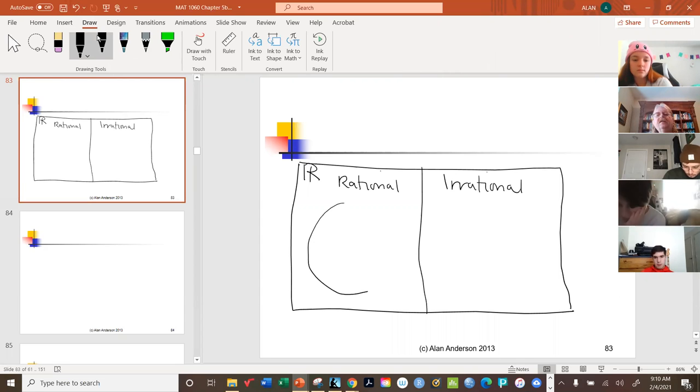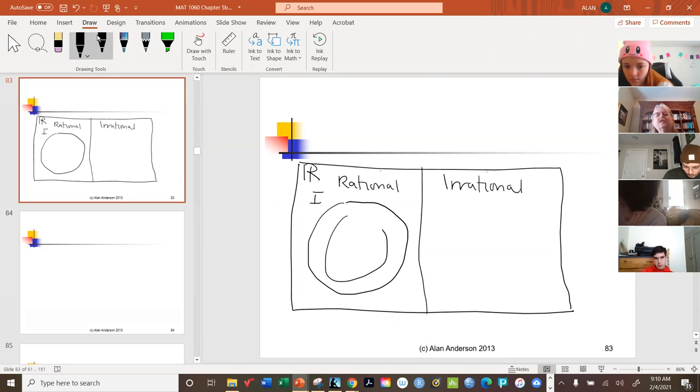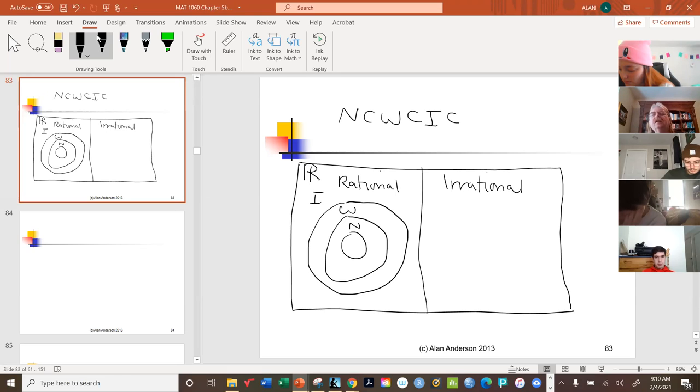And then we have our sets within. So we have integers, whole numbers, and natural numbers. So I hope that makes sense then, that you can see that the natural numbers are a subset of the whole numbers, which are a subset of the integers, which are then a subset of the, there's no letter here for rational. Some books use Q for this, but we'll just call it rational numbers.